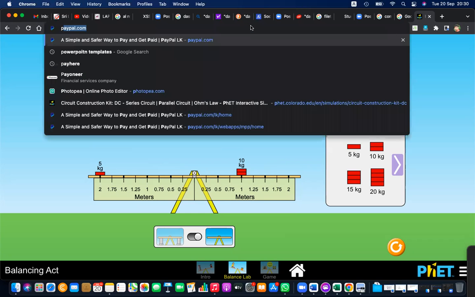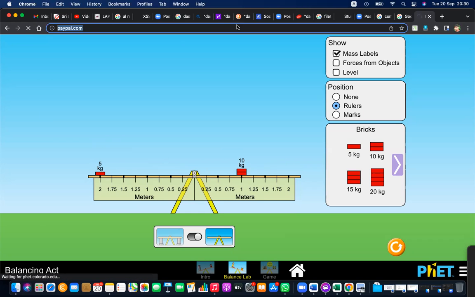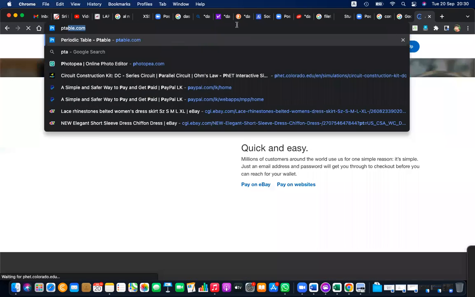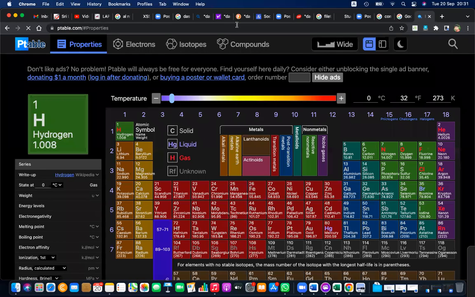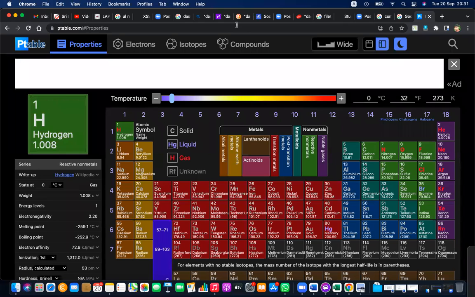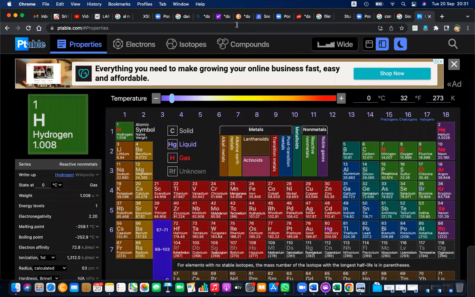Another one. Periodic table. This is again ICT in education. Another usage. Another interactive app. So you can see the status of different compounds, different molecules. Basically, you can see the status of them.